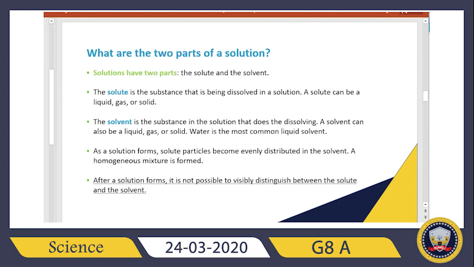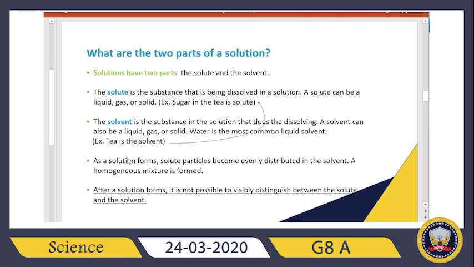Another important but really easy thing about solutions is the parts of the solutions. We have two parts, solute and solvent. Solute is the substance that is being dissolved. For example, the solute can be the sugar inside the tea. On the other hand, solvent is the substance which is doing the dissolving. Solvent can be a liquid, gas, or solid. For example, with the tea example, the solvent is the tea. Let's also write these examples here.